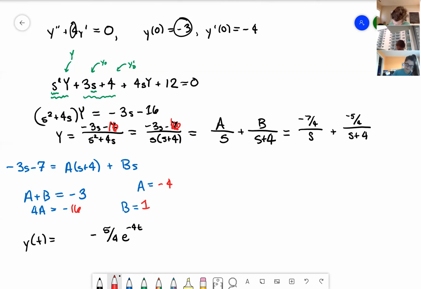And this should be -4 and plus. Go straight to the last step, see if we got it. -4 plus e to the minus 4t. Okay, let me check this one. Yep, that's right. Okay, no big deal. I don't have to put this on, I can cut this part out.